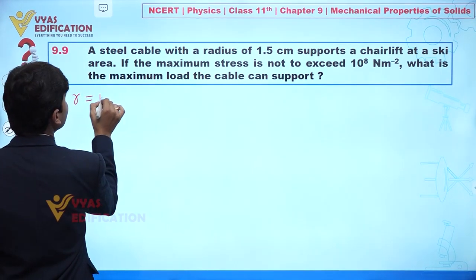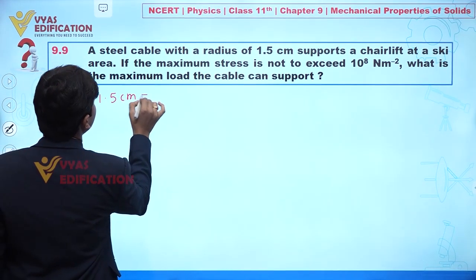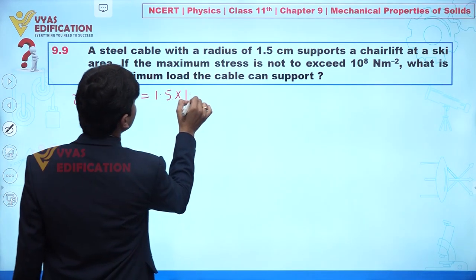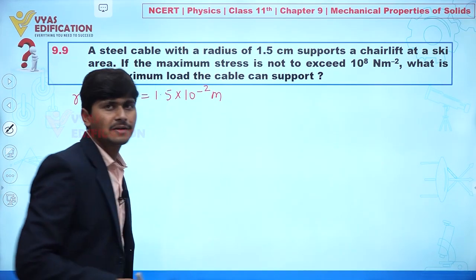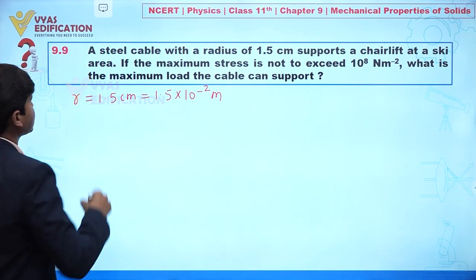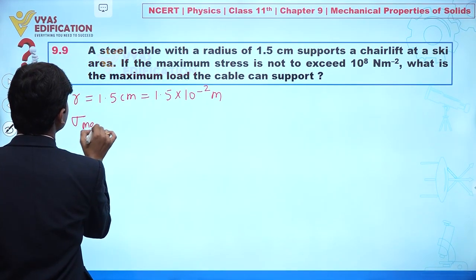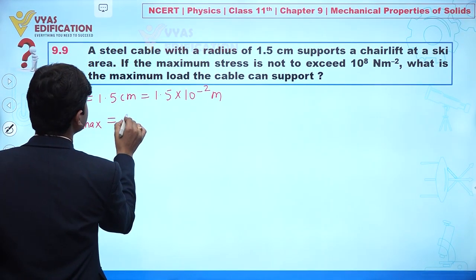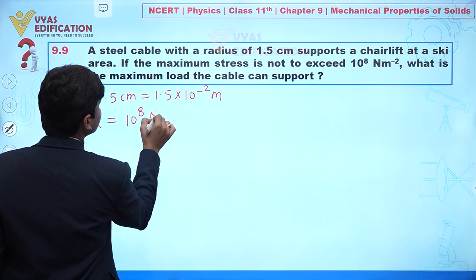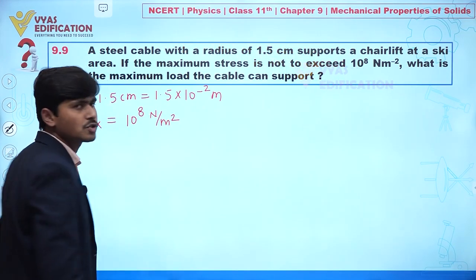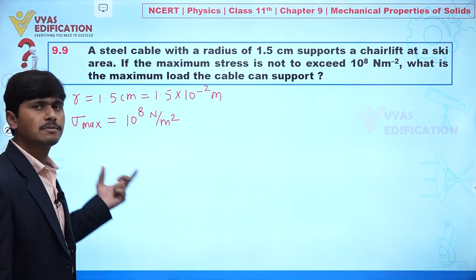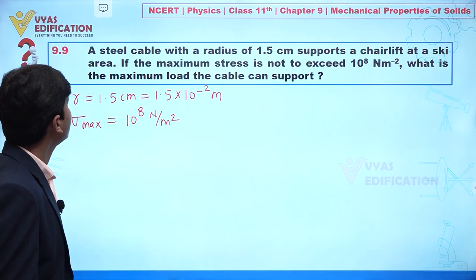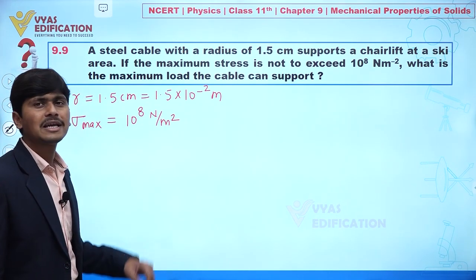Radius is given to you as 1.5 centimeter. I can say this is 1.5 into 10 to the power minus 2 meter. Clear? Now it is also given the maximum stress. So we can say maximum stress, sigma maximum, is given by 10 to the power 8 Newton per meter square. What is the maximum load the cable can support?